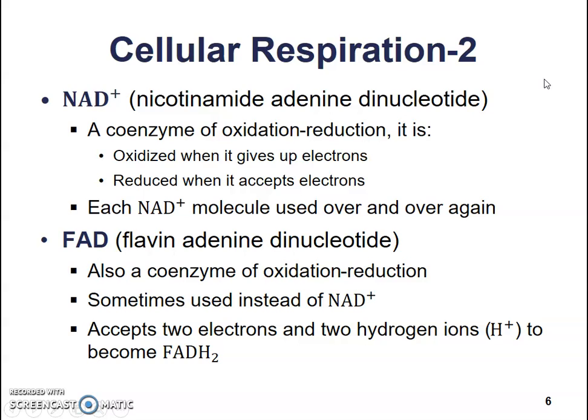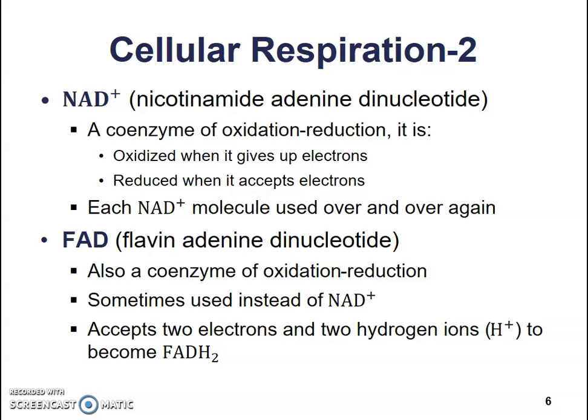So you may be wondering from the previous slide, what is NAD+? Well, it is, and I'm probably going to pronounce this wrong, nicotinamide adenine dinucleotide. It is a coenzyme of oxidation reduction. It is oxidized when it gives up electrons and reduced when it accepts them. And these NAD+ molecules are used over and over and over again, just like every other enzyme. They are not used up in the reaction.